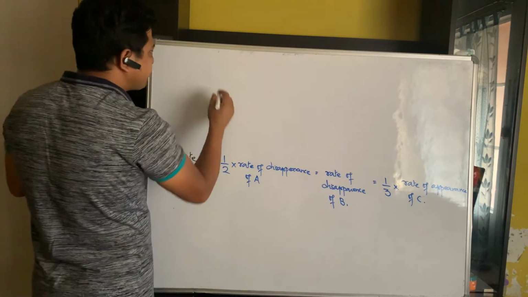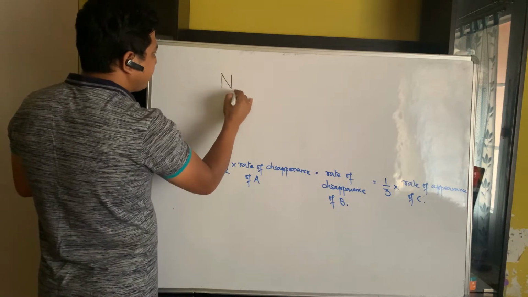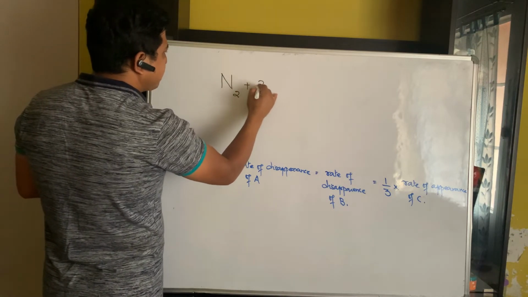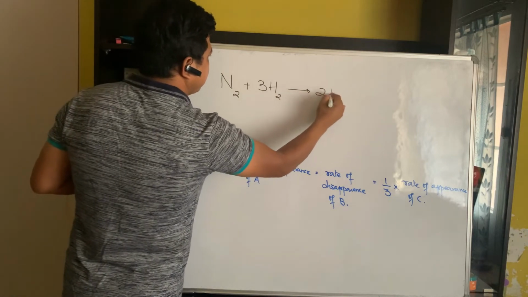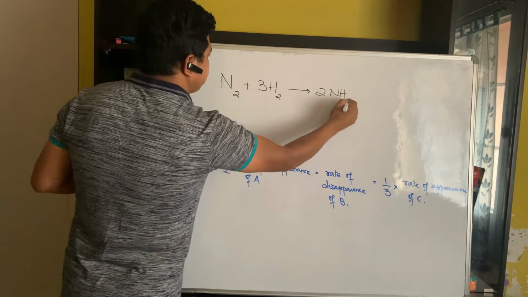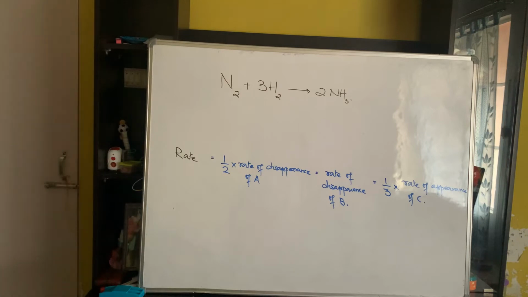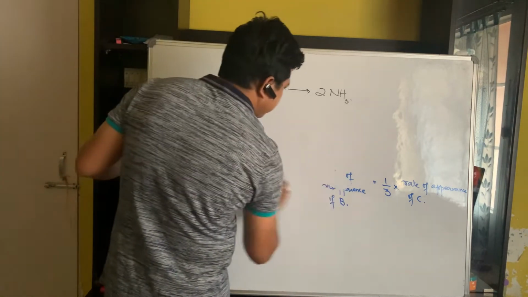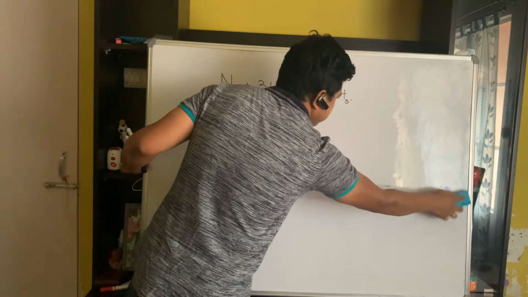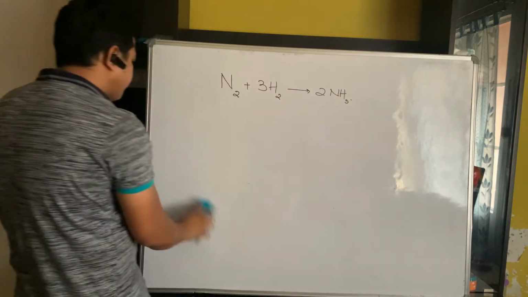So what is the equation in Haber's process? Nitrogen reacts with 3 moles of hydrogen to give us 2 moles of ammonia. Okay, so this is the industrial method of preparation of ammonia. So now let us express the rate of this particular reaction in terms of reactant and product.